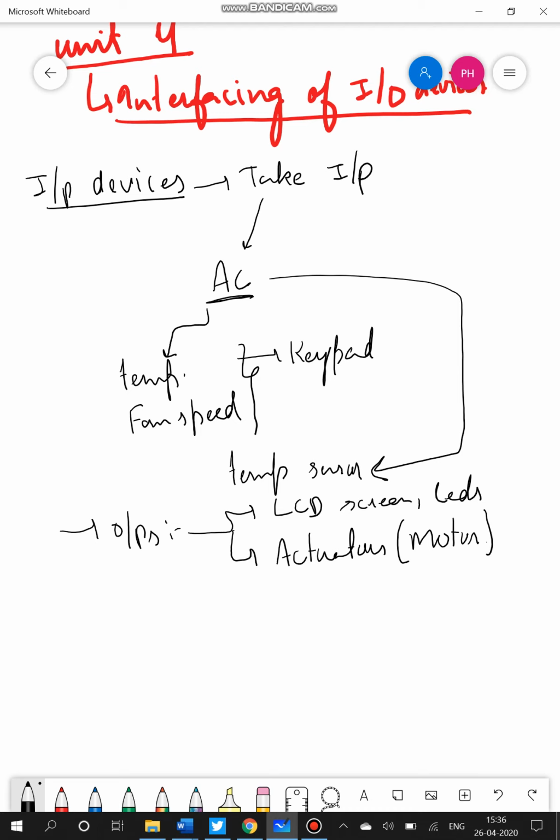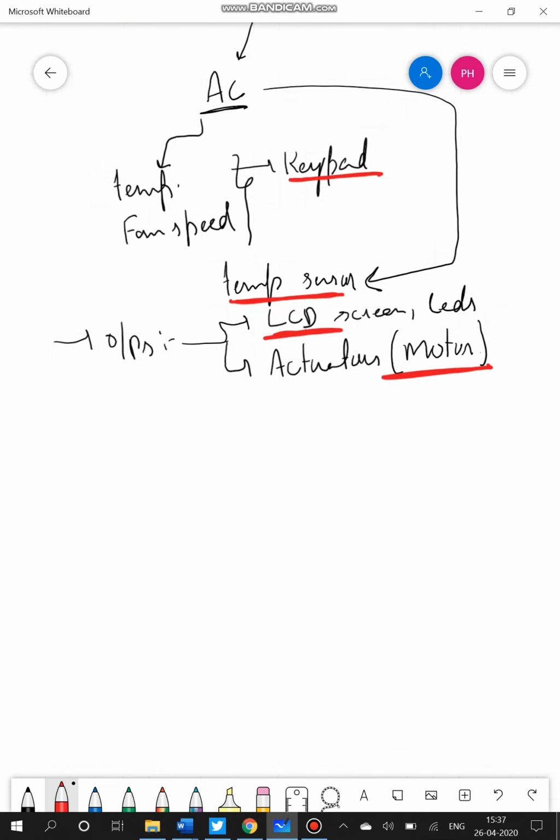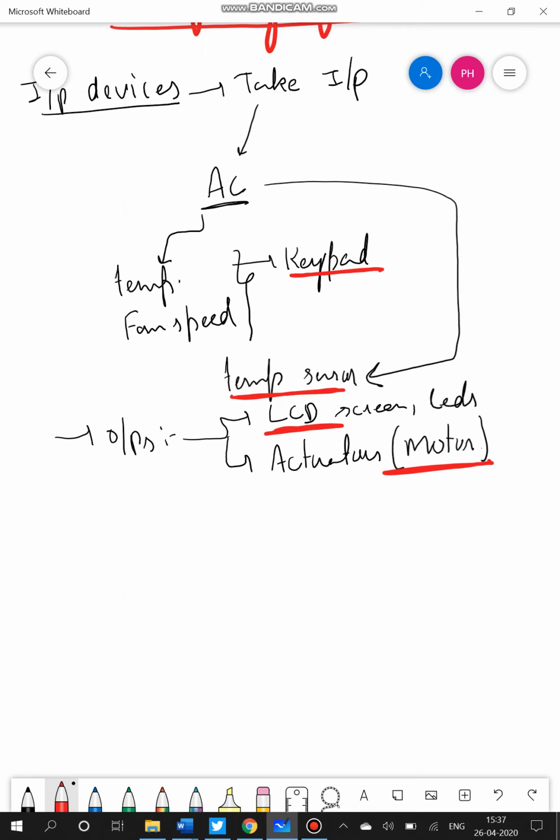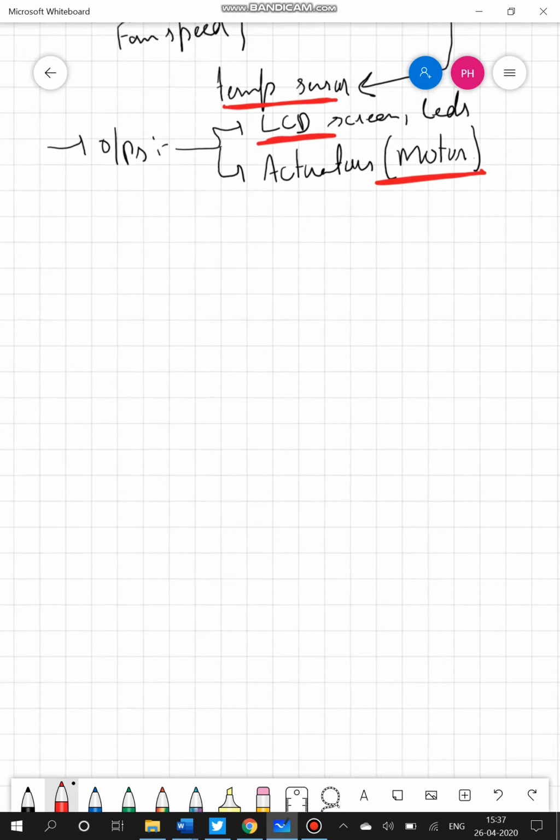So what are the input output devices of this embedded system AC? We have a keyboard. Keyboard is one of the input devices. Temperature sensor is also an input device. LCD is an output device. A motor is an output device. In this chapter, we will be discussing how these input and output devices may be connected to our microcontroller.